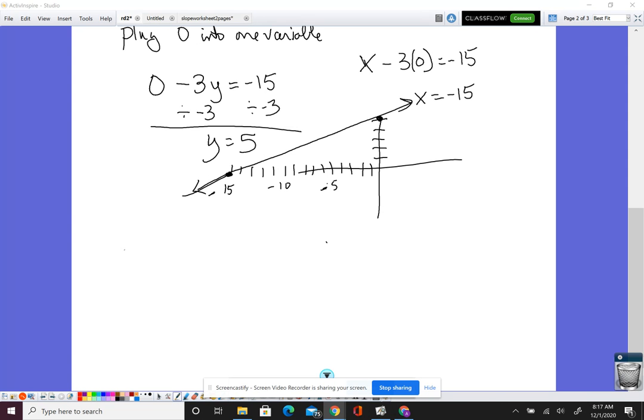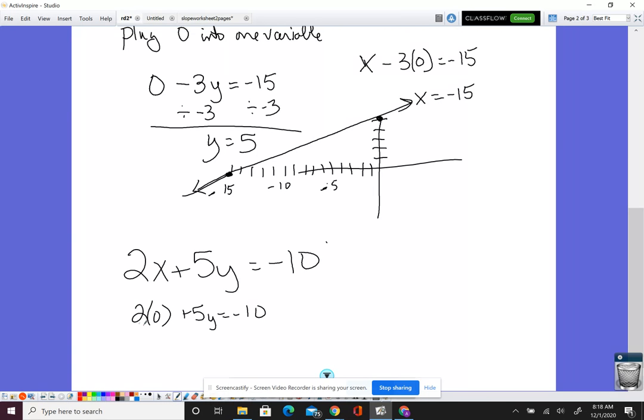Let's look at another one of these. 2x plus 5y equals -10. I want to find the x and y intercepts and graph it afterwards. So I'm going to plug 0 in for x. So 2 times 0 plus 5y equals -10. This term cancels out, and divide by 5, and I get y equals -2.